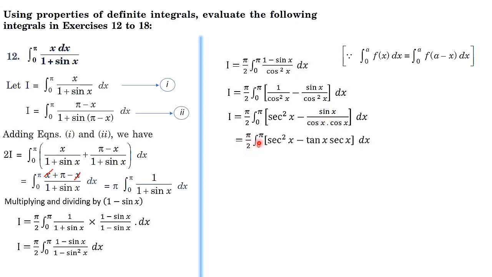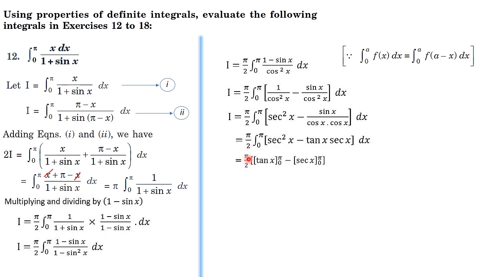Then pi by 2 into integral 0 to pi of sec square x minus 1 sin x in the numerator and 1 cos x in the denominator. So sin x by cos x, when we combine, we will get tan x, and nothing more is left in the numerator, because only one sin x was there that we have taken for making tan x. So there is only one cos x left, 1 by cos x is sec x dx. These two integration formulas we know, so directly we can go for integration.